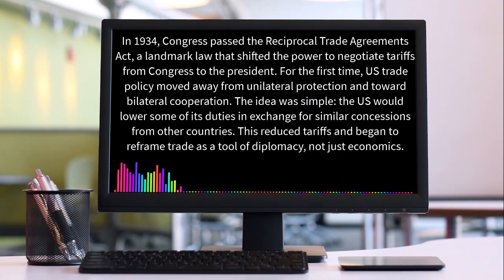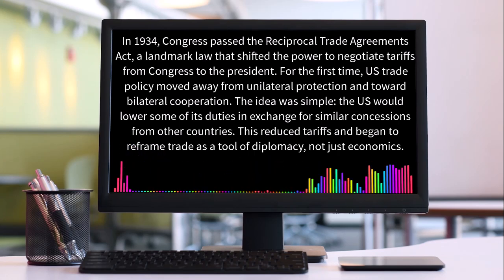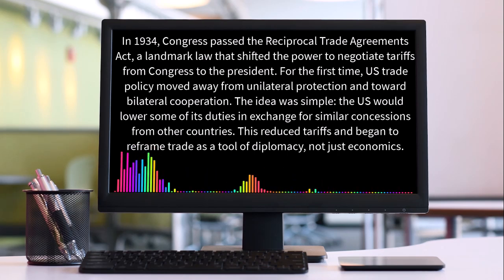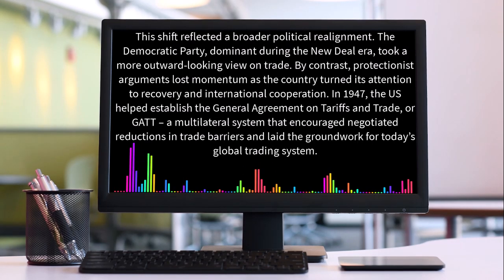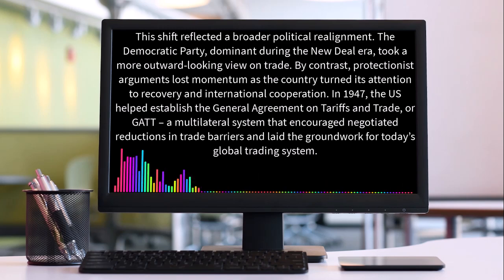The idea was simple. The U.S. would lower some of its duties in exchange for similar concessions from other countries. This reduced tariffs and began to reframe trade as a tool of diplomacy, not just economics. This shift reflected a broader political realignment.